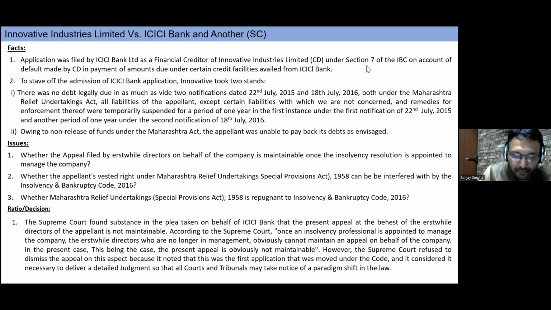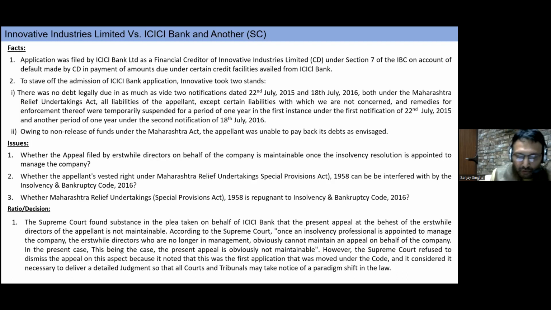So they took the stand that they had already filed the application under the Maharashtra State Government Act, and our debt is not legally due inasmuch as, under the notification of this Maharashtra Relief Undertakings Act, all the liabilities were suspended for the first 1 year, and another period of 1 year under the second notification. So they are saying we are not liable to pay the debt of ICICI Bank.